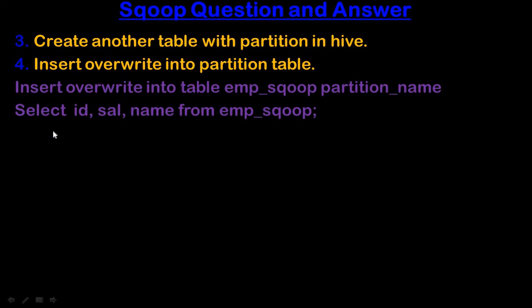For inserting overwrite into the partition table we should write this SQL like this: insert overwrite table, this is the Hive table, imp_sqoop partition (partition_name), this is the partition name, select id, sal, name from imp_sqoop. So when we execute this, this query overwrites the partition table.